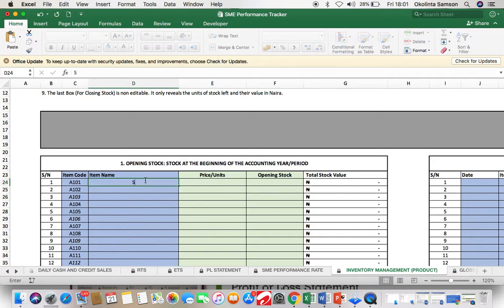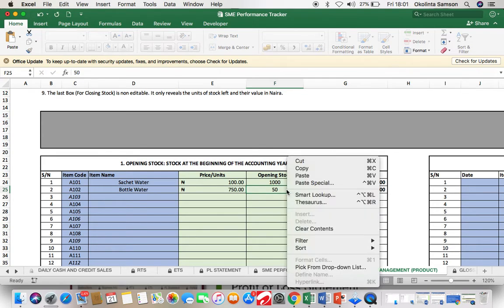So let's just use sachet water, a business that sells sachet water, and then let's say bottled water, right? Just these two as an example. So let's say we sell a bag of this for 100, and then we sell this for, let's say, 750. And let's say at the beginning of the month, that is when we got this tracker, we had just 1,000 of this, and then we had just 500 of this.